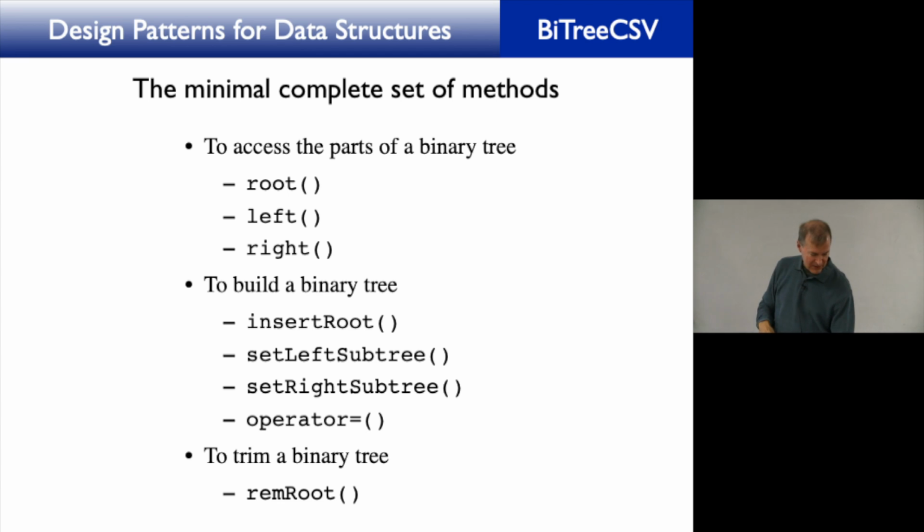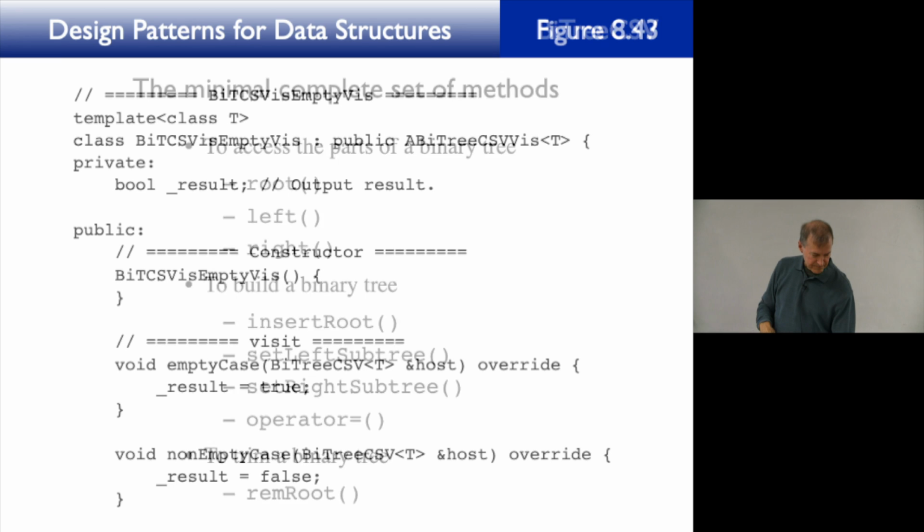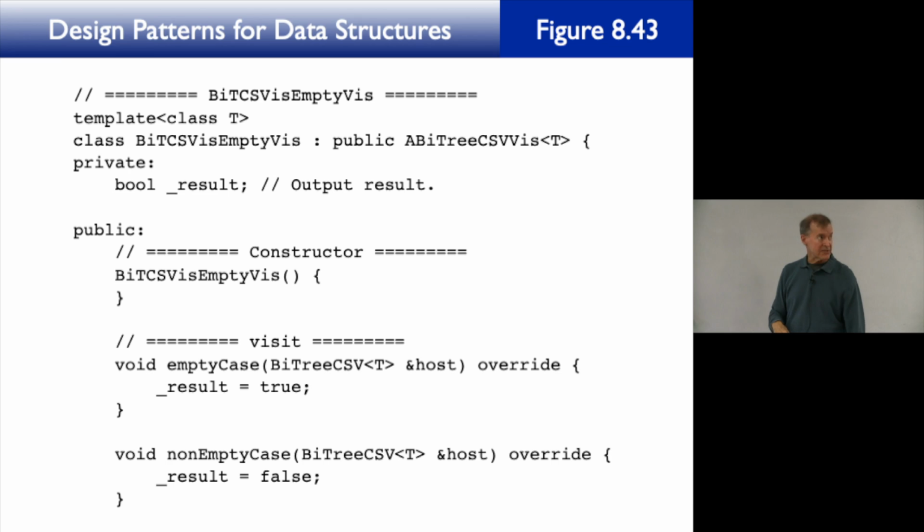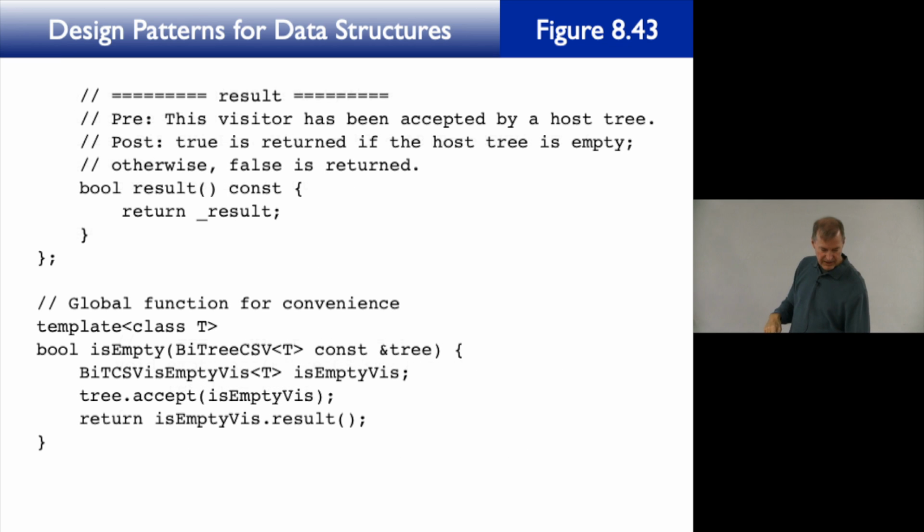And at the end of class last time, I think what we had done is we had looked at this isEmptyVis, and looked at how this is just like the list version. For the empty case, we do underscore result gets true. For the non-empty case, we do underscore result gets false. And what does that do? That sets that attribute called underscore result. And then in the next part of figure 8.43, we have a method called result, and it returns underscore result.